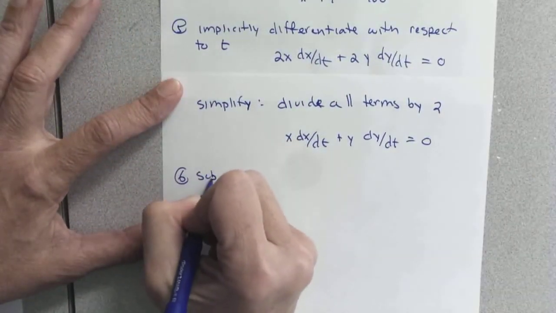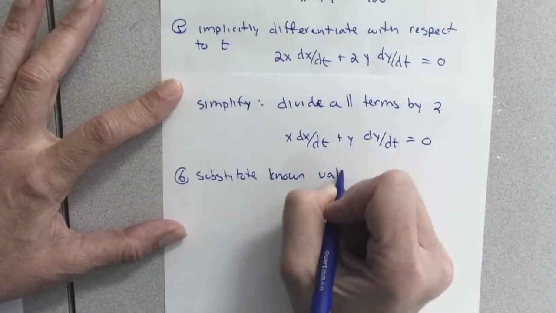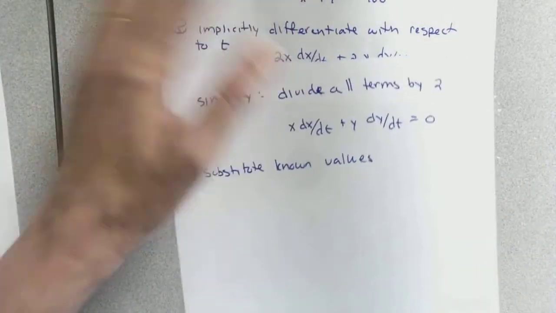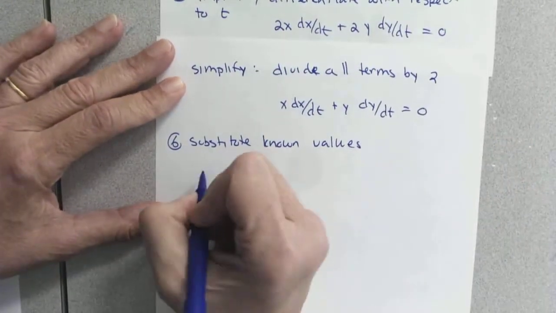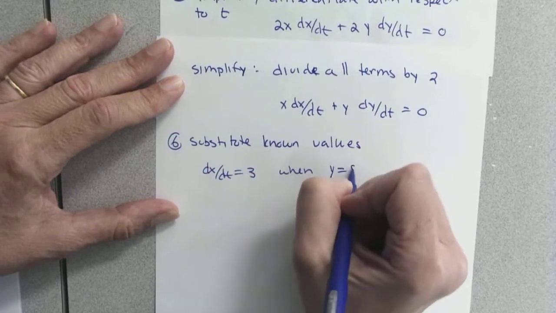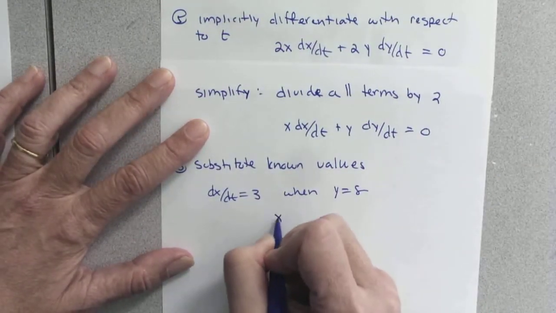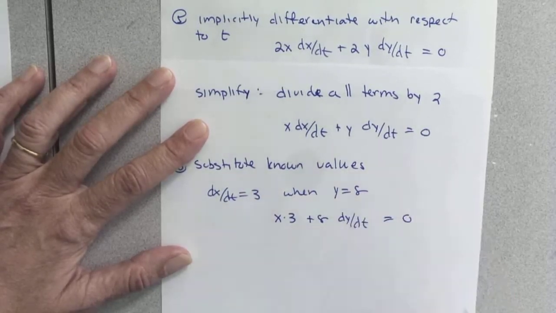Step 6, substitute in known values. So we had, and I forget what we had. Let me check what we had. We had that dx/dt was 3, and it was when y equals 8. So I'm going to have x times 3 plus 8 dy/dt equals 0.